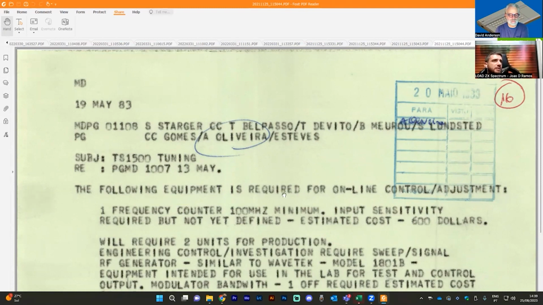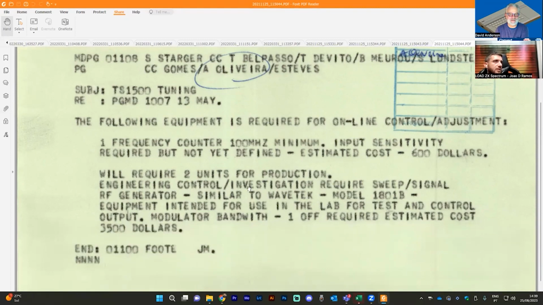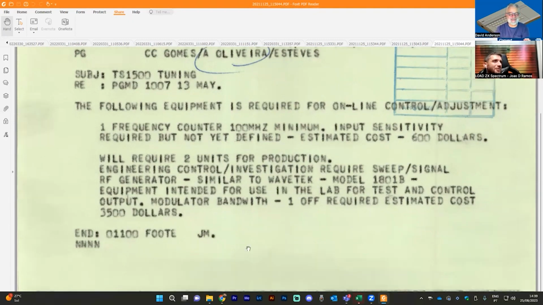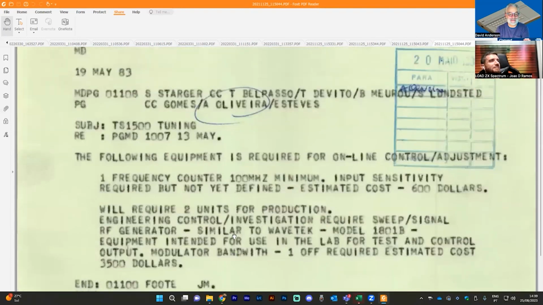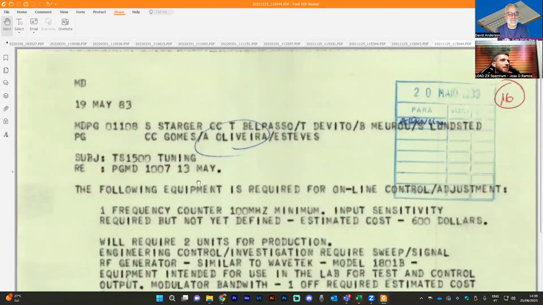Following equipment is required for online control adjustment. Yeah, frequency counter. They were expensive back then. Oh yeah. Sweep signal RF generator. Yeah, that's about right. So they're asking for money. Okay. Yeah, and that's a big chunk of money.